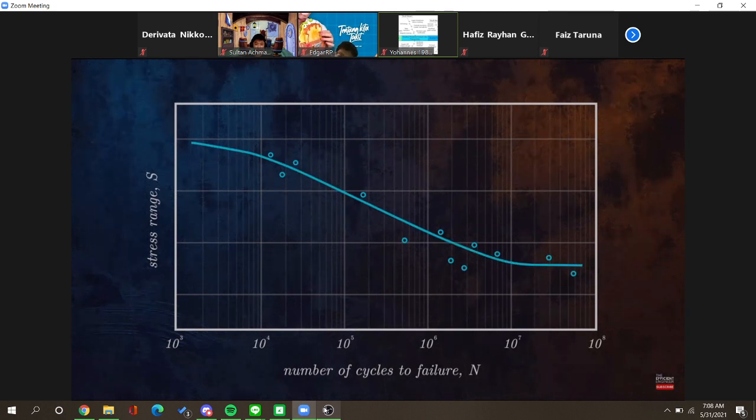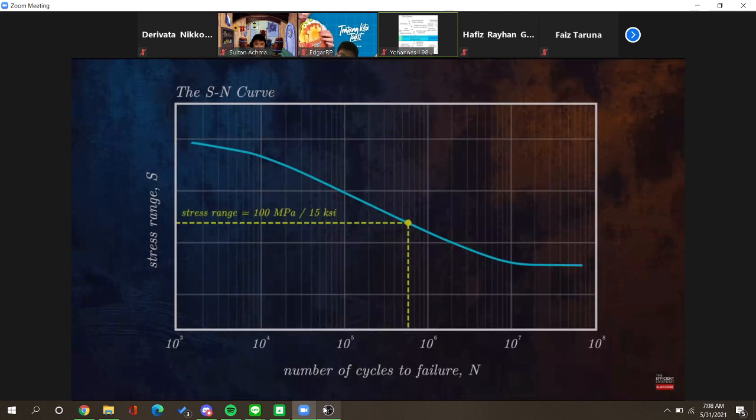The SN curve allows you to calculate the number of cycles until a component is likely to fail for a given stress range. For example, if we have a stress range of 100 MPa or 15 ksi, this SN curve tells us that the number of cycles to failure is 500,000. If we know that our component is subjected to 1 cycle per minute, we could predict that our component will fail due to fatigue after approximately 1 year.